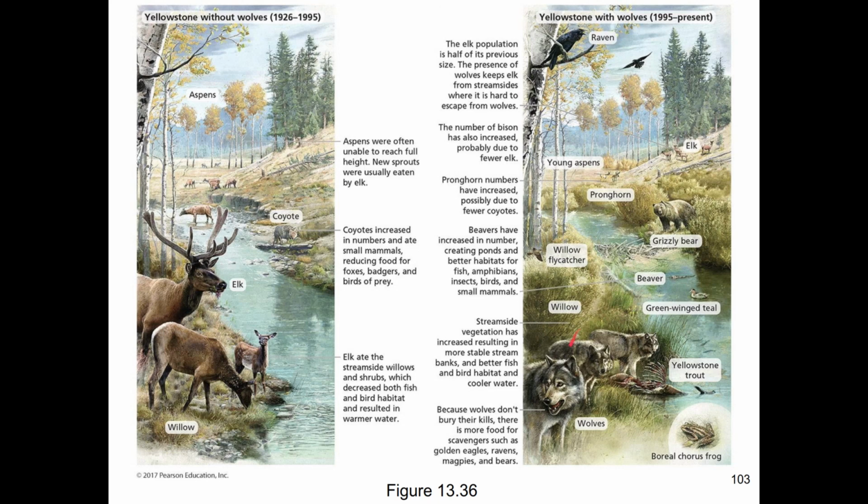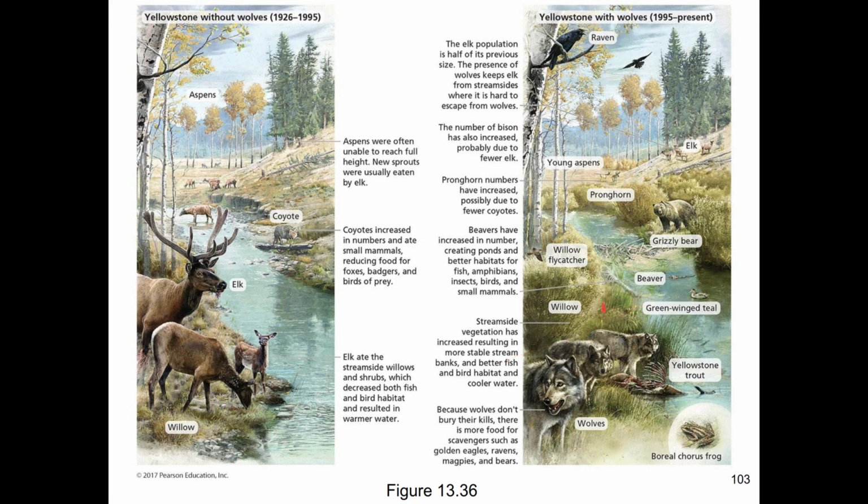But with the coyote gone and the wolves there were fewer elk, so there were more grizzly bears. There were more bison because there were fewer elk. So elk and bison probably competing for something. So now we have fewer elk, more bison, more bears. Beavers showed up, which created ponds, which increased the diversity of habitat for fish, amphibians, insects, birds, and small mammals.